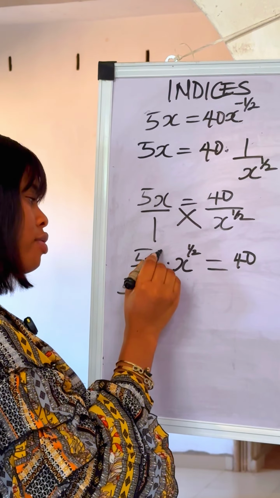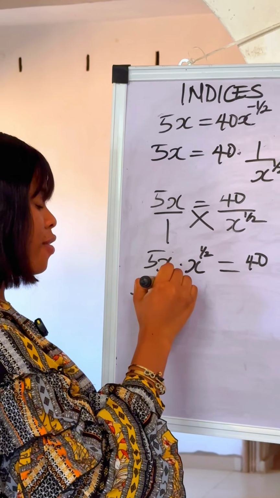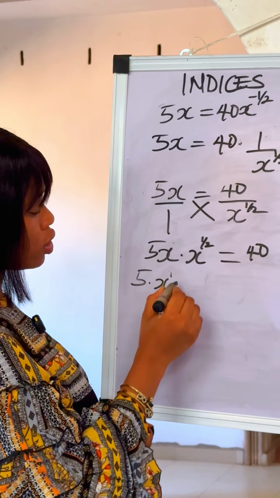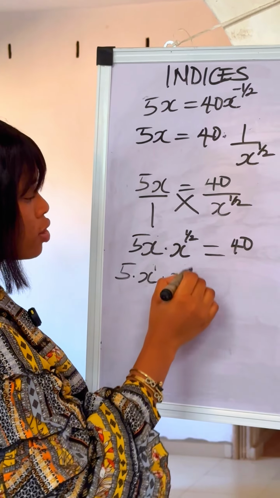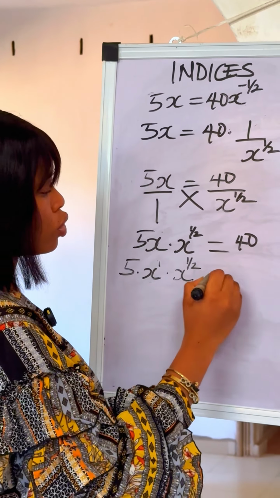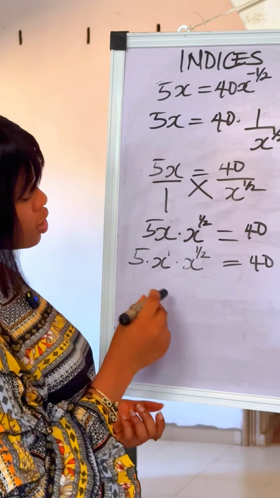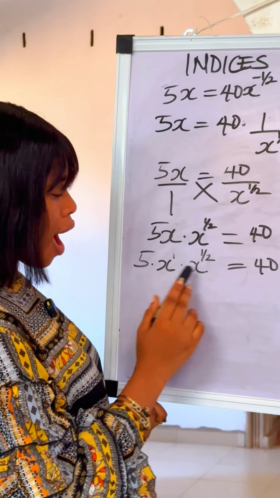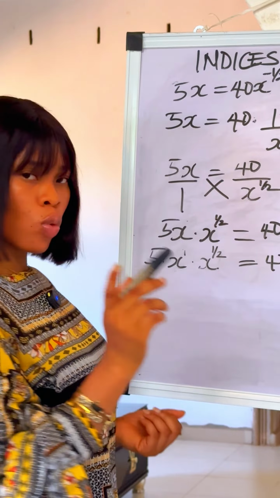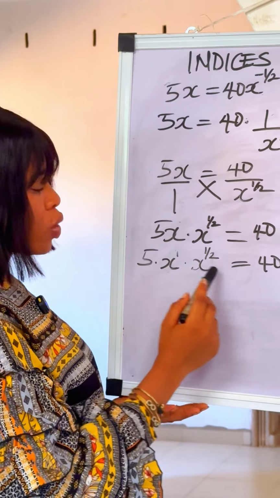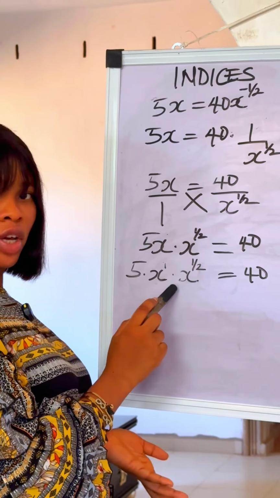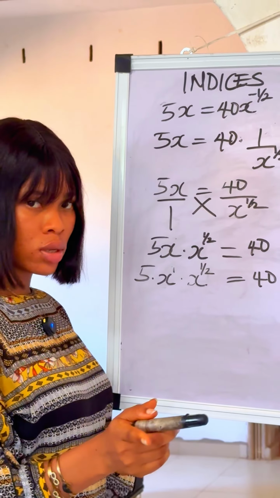Now, this x is carrying an invisible 1. So that's 5 times x raised to the power of 1 times x raised to the power of 1 over 2 equals 40. Then, now you can see that these two are of the same base. So what do we do in this case? We pick one of the base, and because it is multiplication, we add the powers.